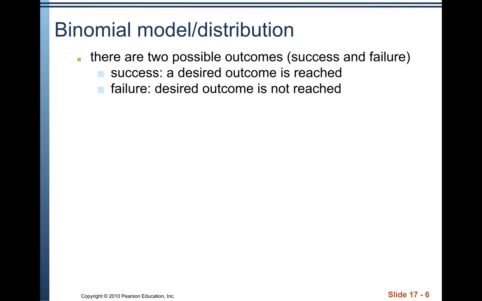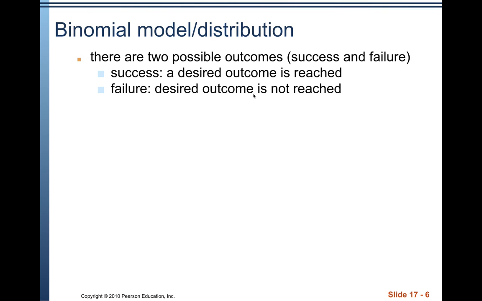An example would be flipping a coin, and say my desired outcome is heads. Success would be flipping the coin and it coming up heads. And failure would be flipping a coin and it coming up tails. Going back to the rolling a die example, maybe my desired outcome would be rolling a 3. So success would be rolling a 3.